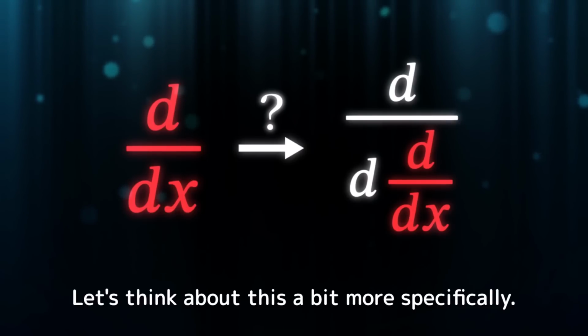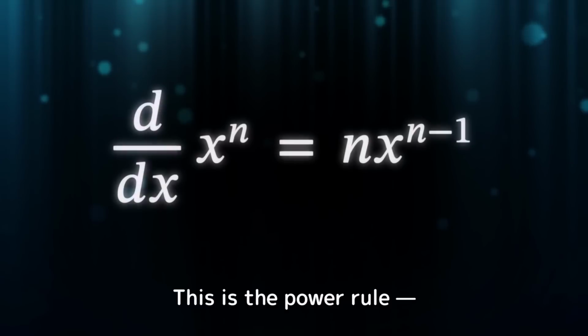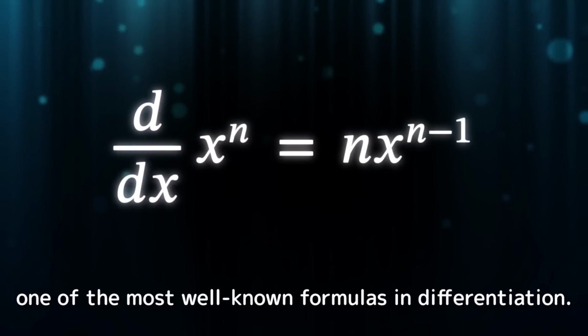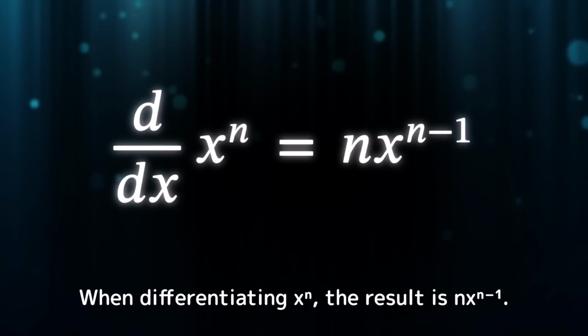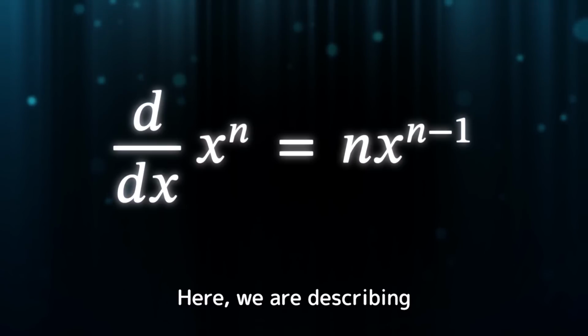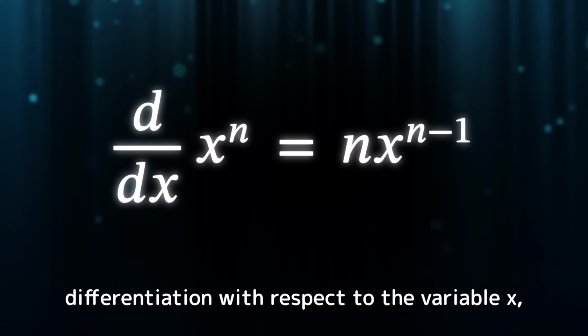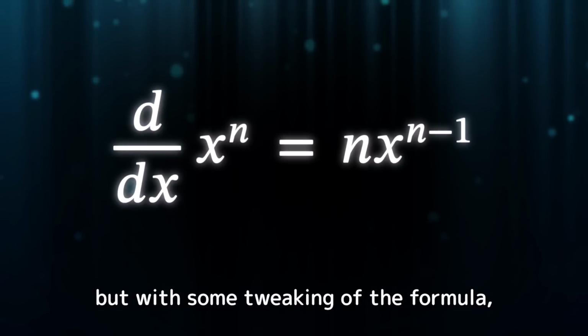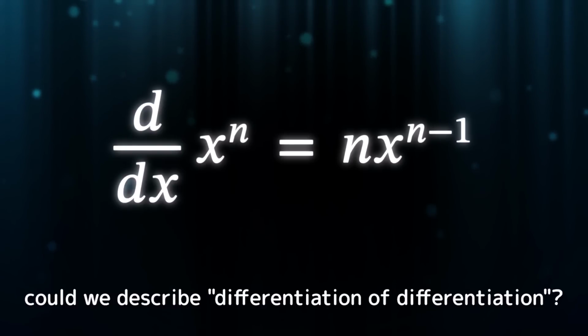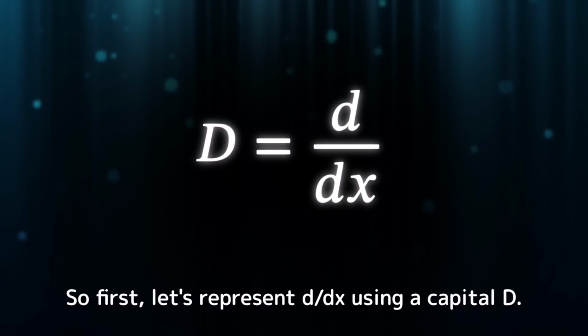Let's think about this a bit more specifically. This is the power rule, one of the most well-known formulas in differentiation. When differentiating x to the n, the result is n, x to the n minus 1. Here, we are describing differentiation with respect to the variable x, but with some tweaking of the formula, could we describe differentiation of differentiation? So first, let's represent d by dx using a capital D.